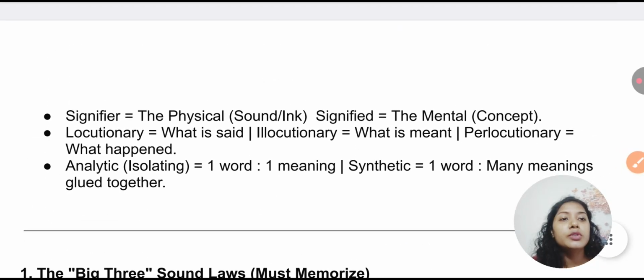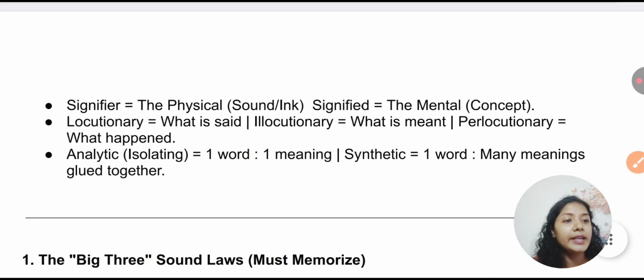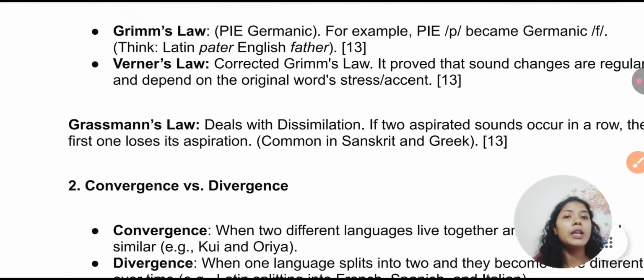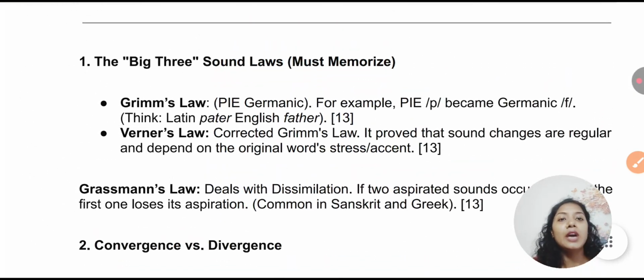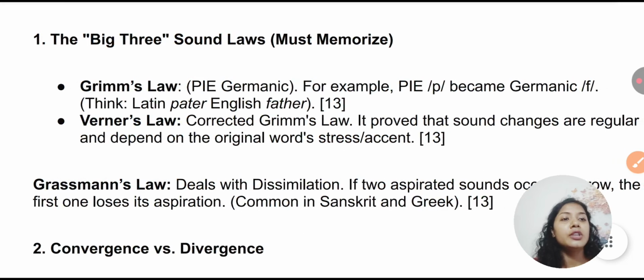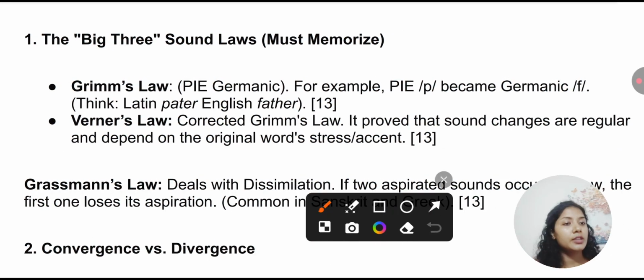This thing you can also revise, how you can identify or quickly learn. The signifier is the physical sound or the ink, the written letter or word. Signified is the mental concept. Locutionary is what is said, illocutionary is what is meant, and perlocutionary is what happened, like the impact. Now, the big three in Indian English literature, tell me who were the writers known as the big three. Big three in linguistics: Grimm's law, Verner's law and Grassmann's law. We will read this in detail in our MCQs.